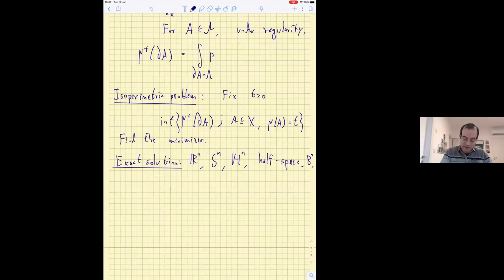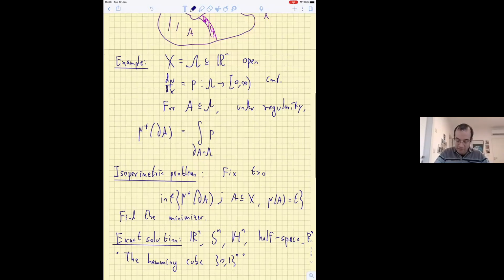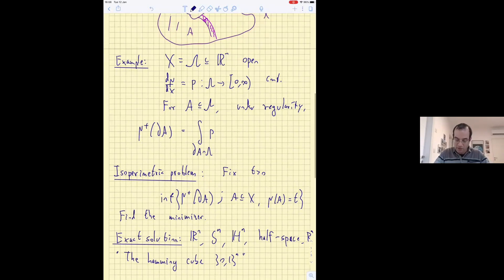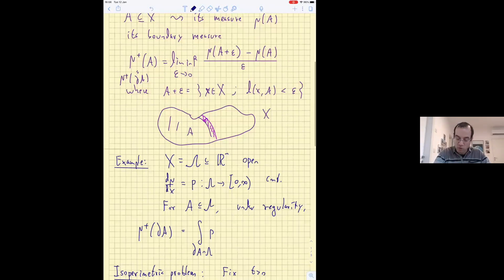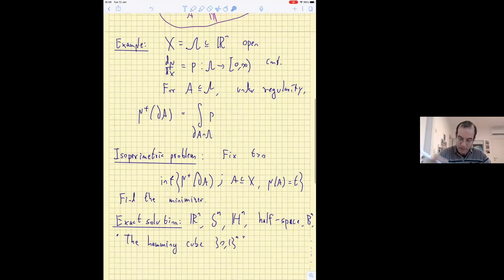Let me also add an example which is not completely okay. The Hamming cube, I put quotation marks, the Hamming cube, 0,1 to the n. It's not completely okay because the boundary measure has a different definition. When you look at the Hamming cube, it's a graph, a combinatorial object. You don't let epsilon tend to 0, you just take epsilon equals 1. You just take all vertices that are adjacent to your set, but it's still of the same spirit.